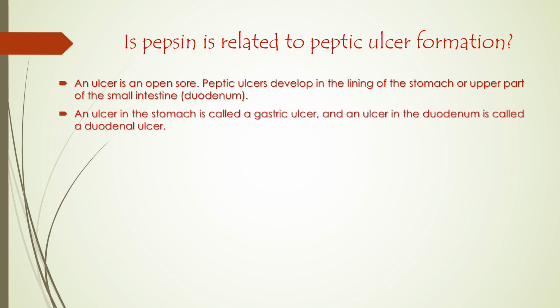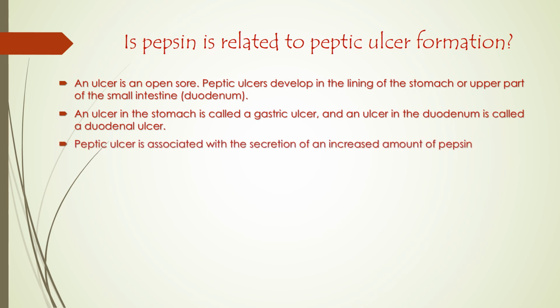An ulcer in the stomach is called a gastric ulcer. If it's in the duodenum part, it's called a duodenal ulcer. So it is associated with an increased amount of pepsin. Now here is your answer. If pepsin works more in the environment of HCl, that will make the stomach lining thinner. Okay, so that's practically very bad. It's not good for stomach health.